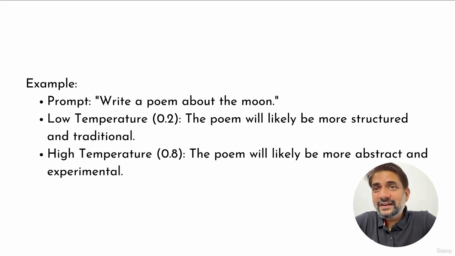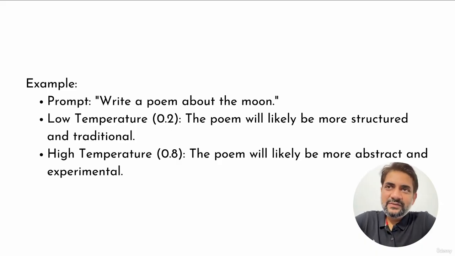Example: "write a poem about the moon" is a very vague prompt. Now if I ask ChatGPT, the poem will likely be more structured and traditional if I give it a temperature of 0.2. Or if I say write a poem about the moon with a temperature of 0.8, the poem will likely be more abstract and experimental.